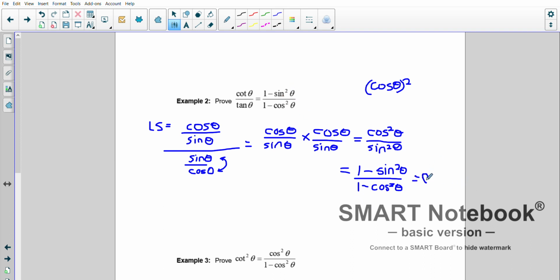So I didn't have to work with both sides. And there you have it. I did all this algebra and rearranging, and I ended up having the left side equal the right side.